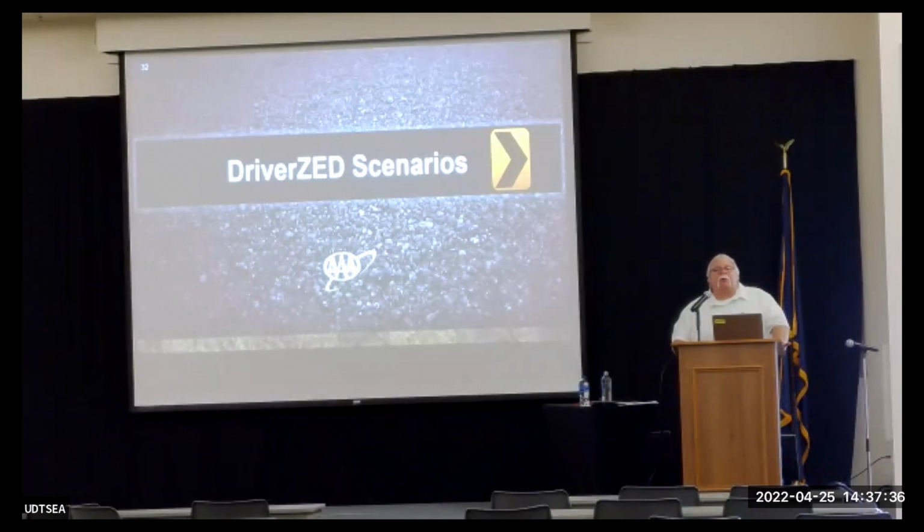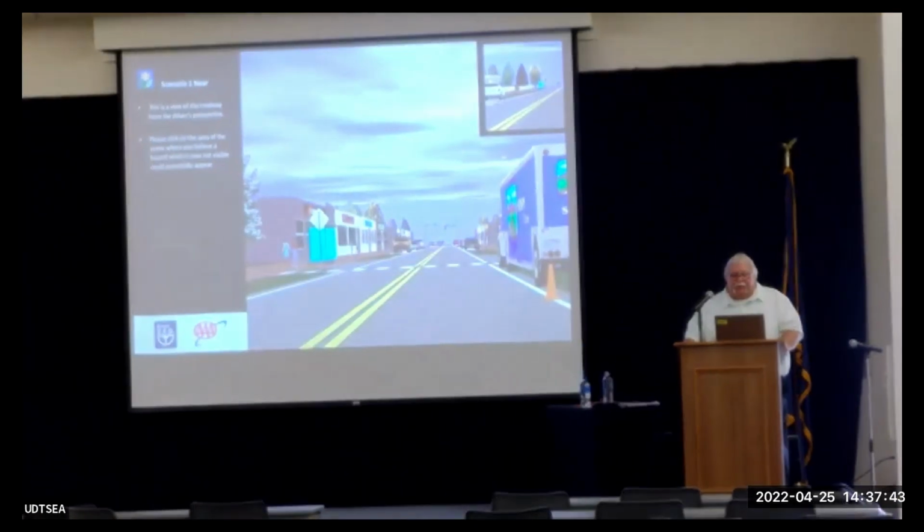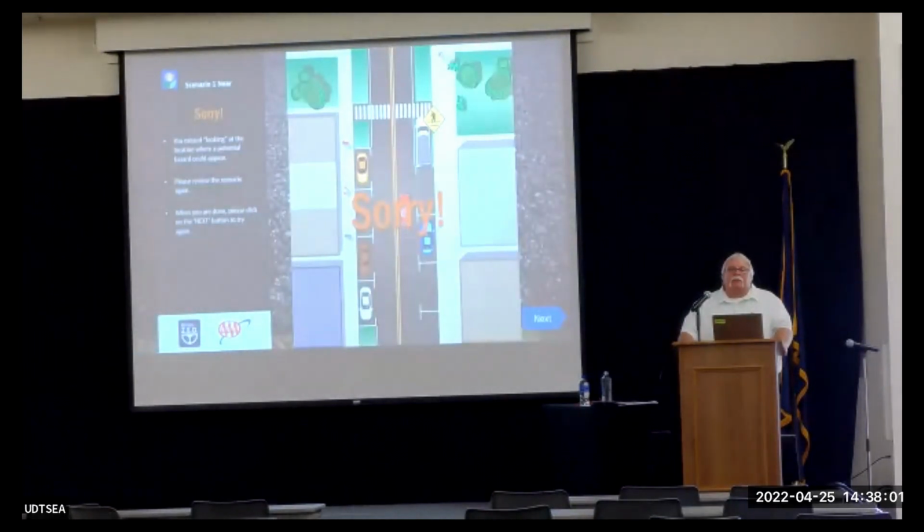So this is built in PowerPoint. You have it in your program. What it is, you're going to ask the student, look for the area on the scene where you believe a hazard which is not visible might appear. Now, I see these people over here on the left. If I were to click them, oh, no, I'm sorry. That's not what I needed to click on. I hit the next button down here in the lower right corner.